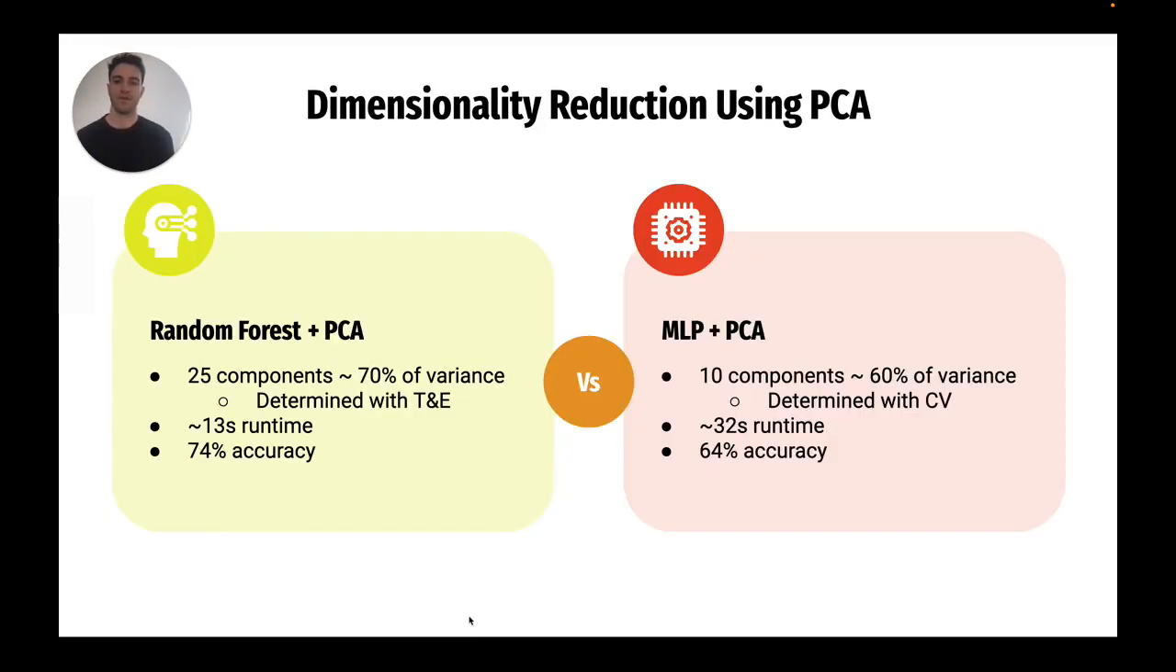We also want to explore the effects of dimensionality reduction on a neural network. Since CNN takes a matrix as an input, whereas MLP takes a vector of input features, we chose to apply PCA with MLP just because of this compatibility. So using cross-validation, we ultimately reduced the dimensionality of our data down to 10 components, which accounted for about 60% of the variance. And ultimately, we were able to achieve a 64% accuracy on this model with about a 32-second runtime. So again, the speed at which this model is able to run and perform classification was increased significantly.